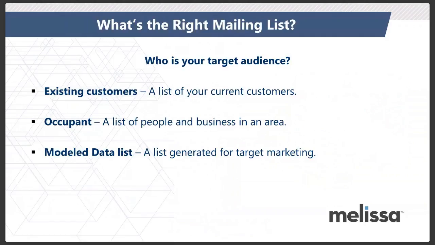Then we also have a model data list that we'll go over, which is a list generated for targeting mail, such as, let's say you just want to mail to households of $50,000 or more, or you just want to deal with all houses or all businesses and stuff like that. That's what the model data list is. So I'll go ahead and go through those.